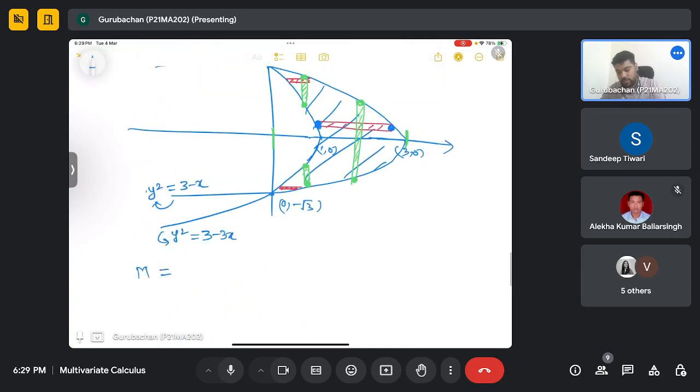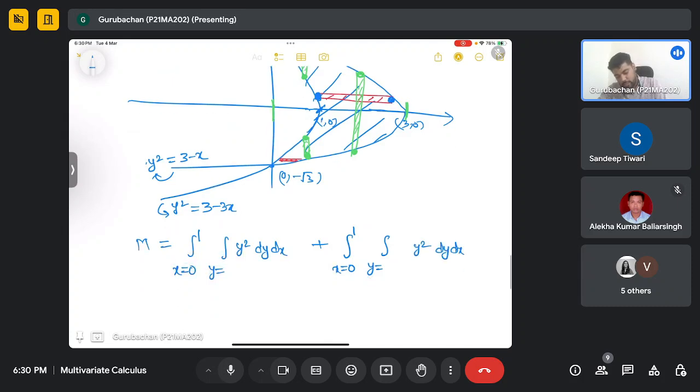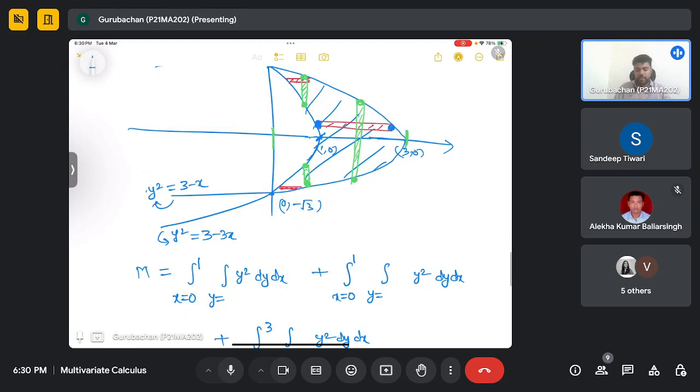Now tell me how these three parts. So what will be the limits of x? This is 1, so 0 to 1, plus there will be some y in terms of x, y square dy dx. Similarly, x is 0 to 1, again y in terms of x, y square dy dx. And the other one is 1 to 3, and y is some function in terms of x, dy dx. Now you have to tell me what can be the limits of y in terms of x.